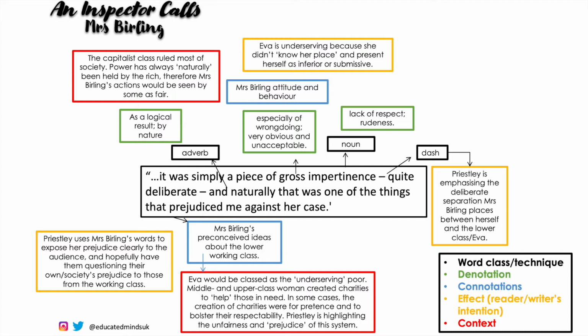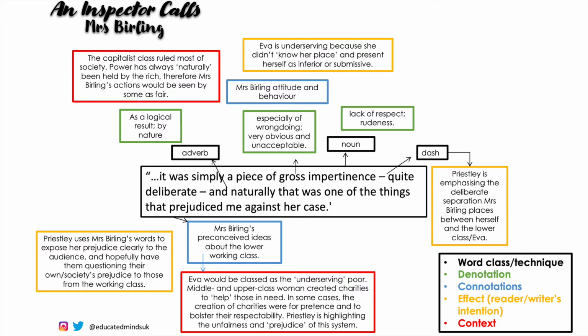So I think looking at the gross impertinence to begin with, gross means, especially of wrongdoing, very obvious and unacceptable. So she's suggesting that Eva's behaviour by using her name, Mrs Birling, was showing lack of respect and rudeness towards her. But actually, she's being a bit hypocritical, because it's her that's in fact showing lack of respect for the inspector, who technically is a member of authority, because she's not aware that he's not an inspector. So it's interesting how she believes that she can say what she wants or do certain things, and it's not wrong, but someone like Eva can't do something like that.